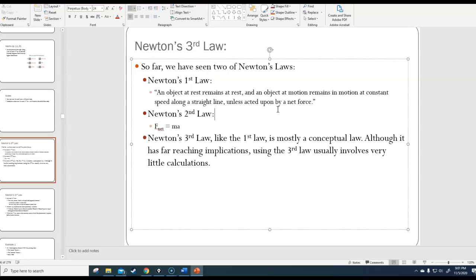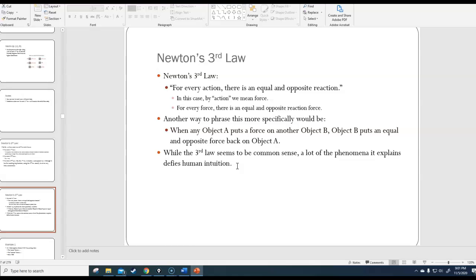Okay, and we use that to great effect in drawing free body diagrams and also solving second law problems. Then, of course, we have the all-powerful Newton's second law, which most of this unit is about, F net equals ma. Newton's third law, kind of like the first law, is mostly a conceptual law. And it does have a lot of really important implications, but with that being said, most of the problems that you might see using the third law are usually conceptual problems using very few calculations, or maybe just a little bit of calculations.